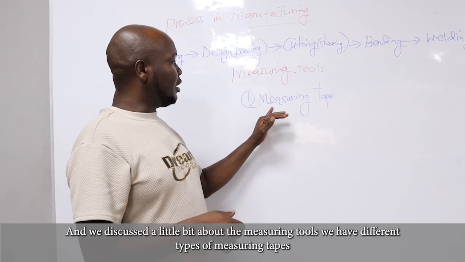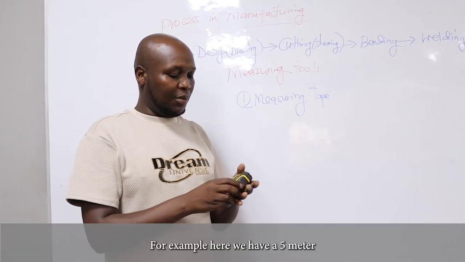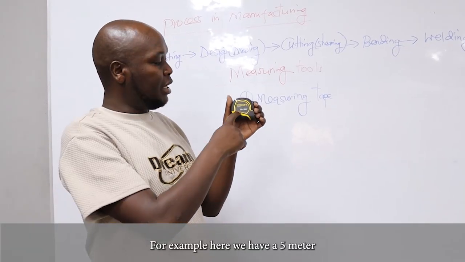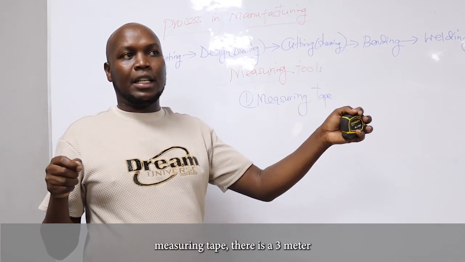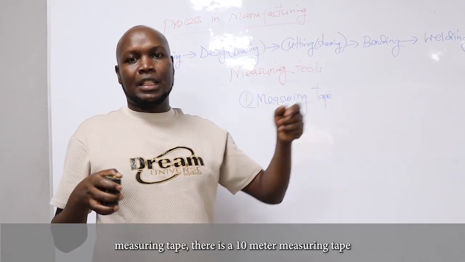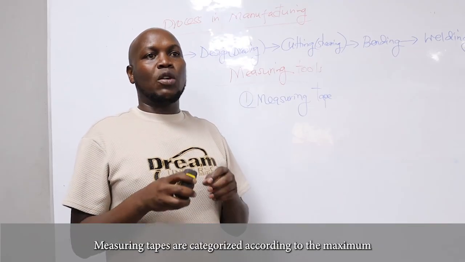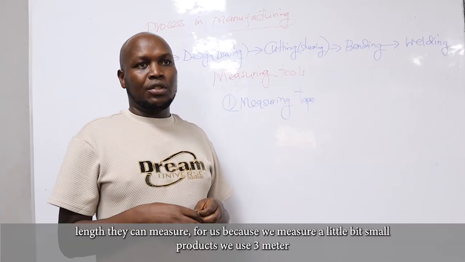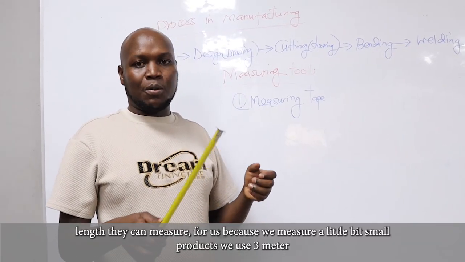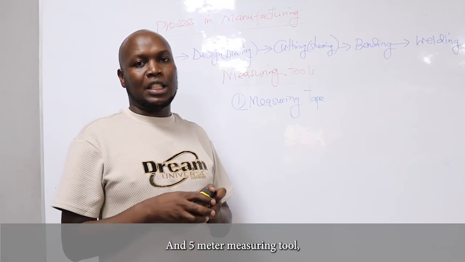To discuss measuring tapes a little bit, we have different types. For example, here I have a 5-meter measuring tape, a 3-meter measuring tape, and a 10-meter measuring tape. The categories of measuring tapes are according to the maximum length they can measure. Because we measure very small products, we use 3-meter and 5-meter measuring tapes.